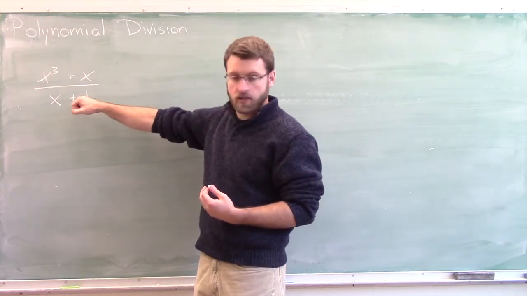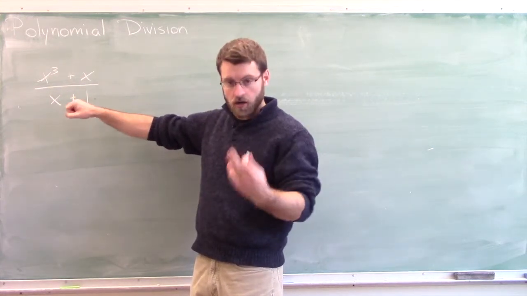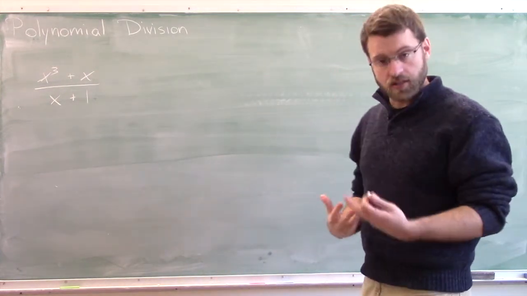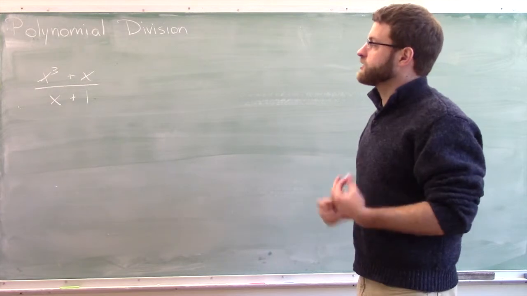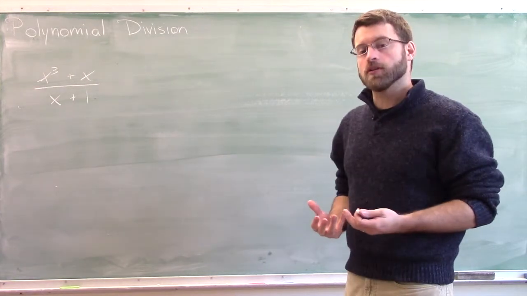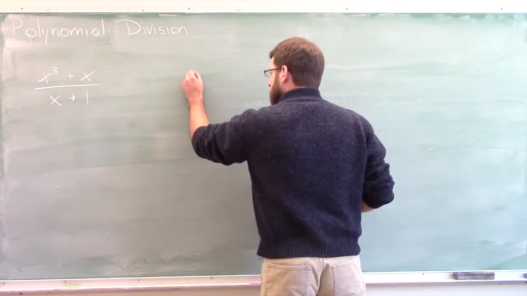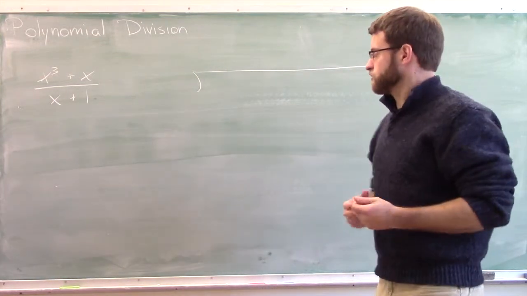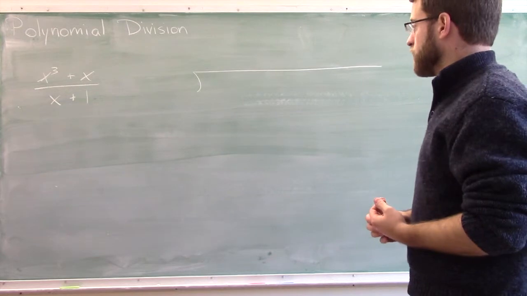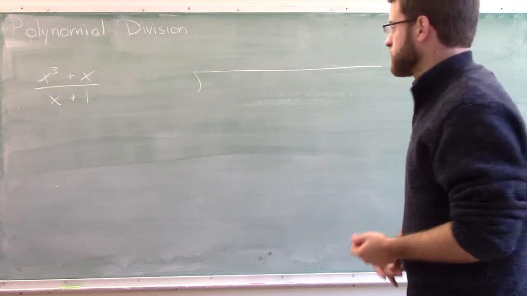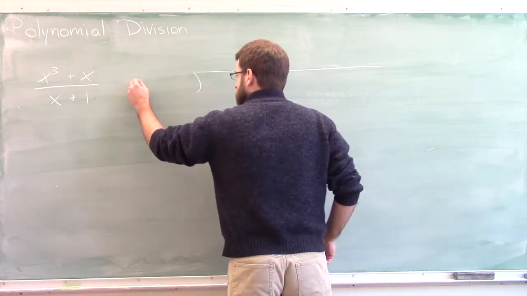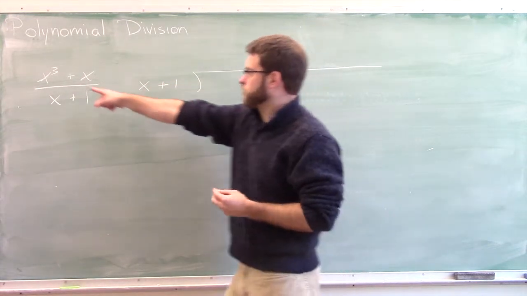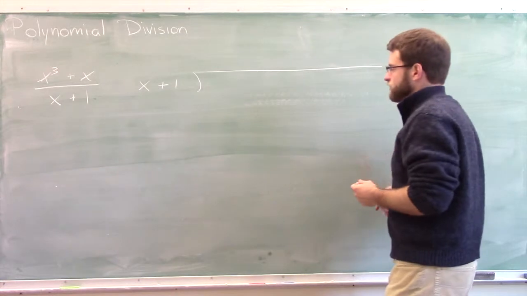So x plus 1 is the divisor, that's the thing that we are dividing by, and x cubed plus x is the dividend, that's the thing that's being divided. If I want to set this up using polynomial division, I can set up a regular division bar, like I would as if I was in second or third grade, just doing arithmetic with real numbers. We put our divisor on the outside of the division bar, and we put our dividend inside the division bar.